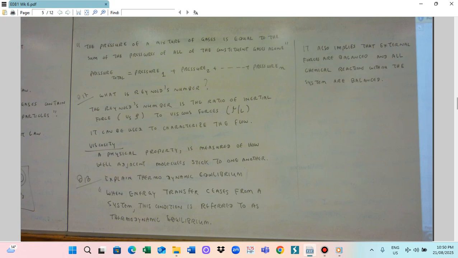All the external forces must be balanced. Also, all the chemical reactions within the system must be balanced. So all external forces are balanced, and all chemical reactions within the system are balanced. Then we achieve thermodynamic equilibrium.